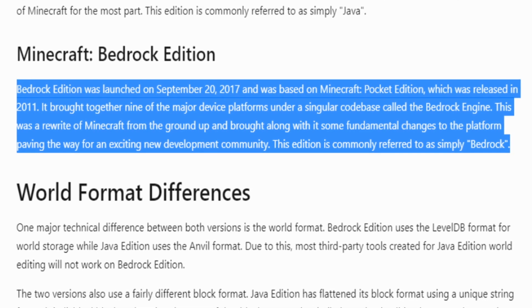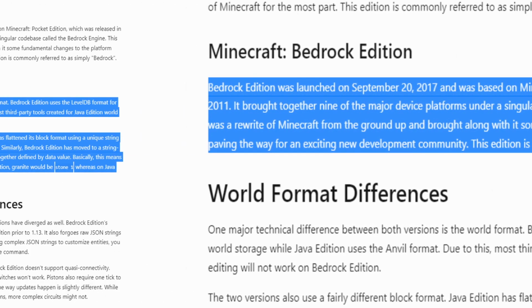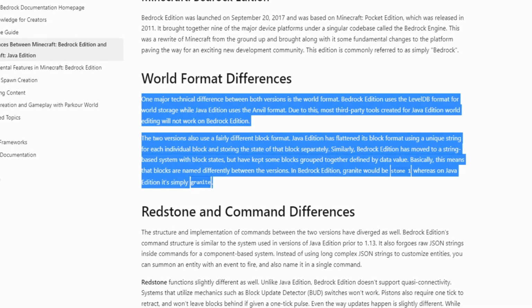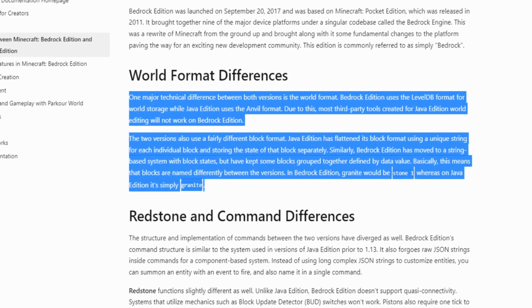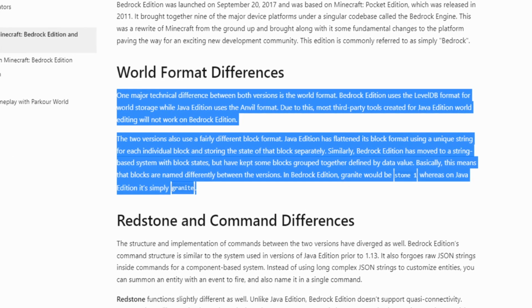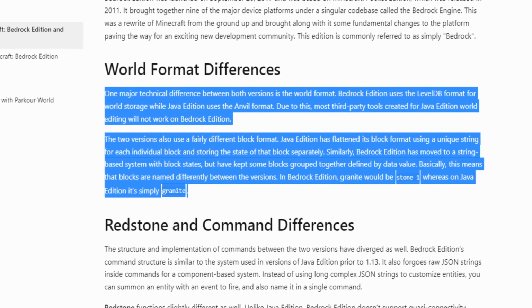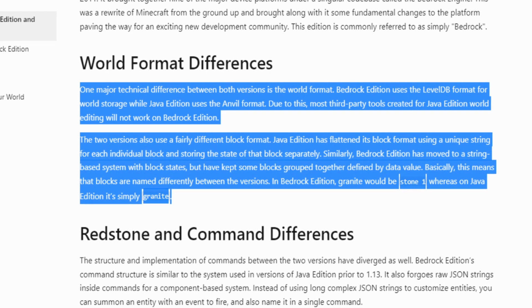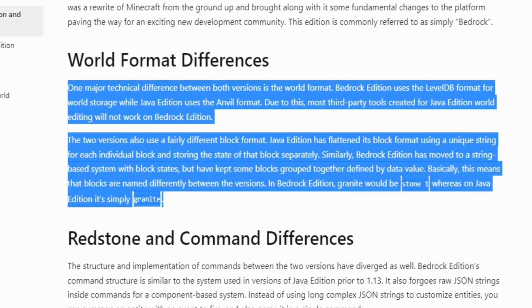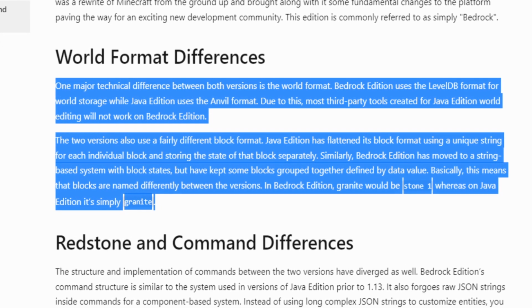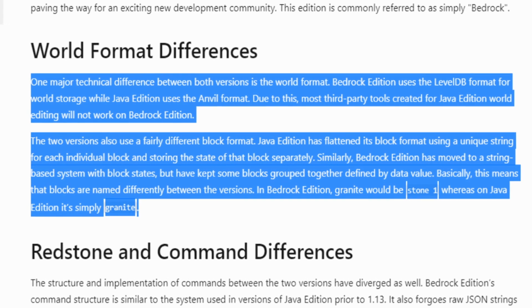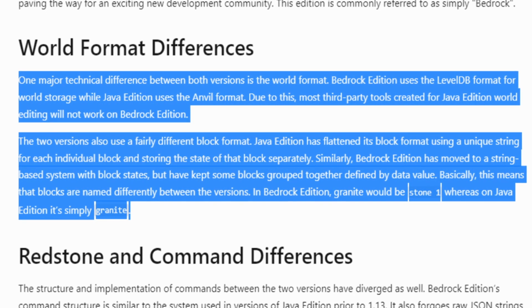The edition is commonly referred to as simply Bedrock. Now one major technical difference between both versions is the world format. The Bedrock edition uses the LevelDB format for world storage, while Java edition uses Anvil format. Due to this, most third-party tools created for Java edition world editing will not work on the Bedrock edition. The two versions also use a fairly different block format.